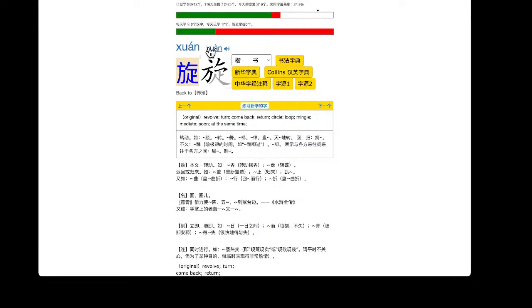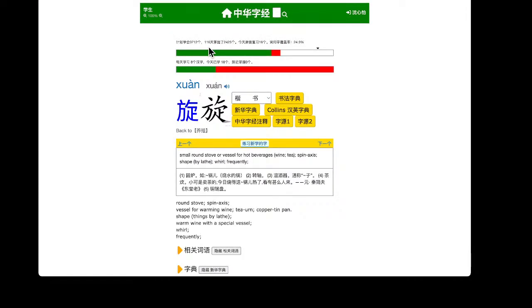Then we've got another pronunciation, 炫, and 炫 refers to a small round stove or vessel for hot beverages, like warm wine or hot tea or hot water. Could be the stove, or could be a little pot, or could be a little saucer.